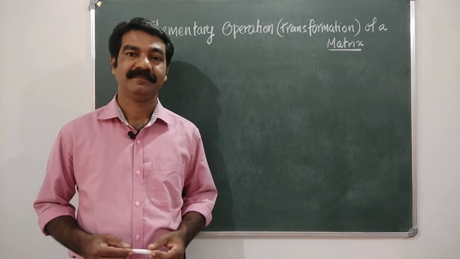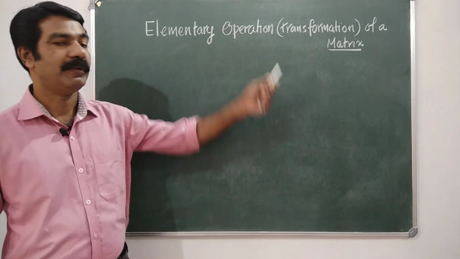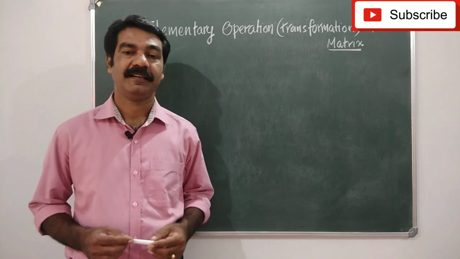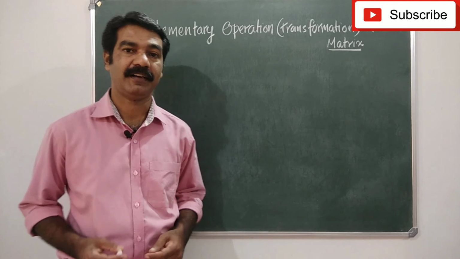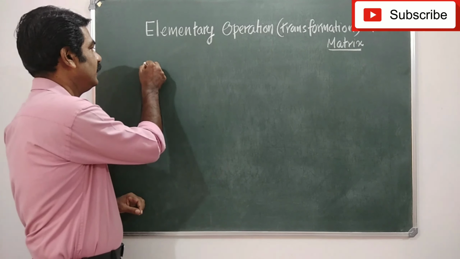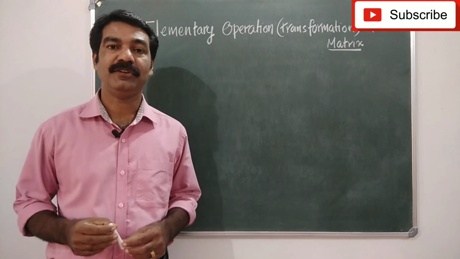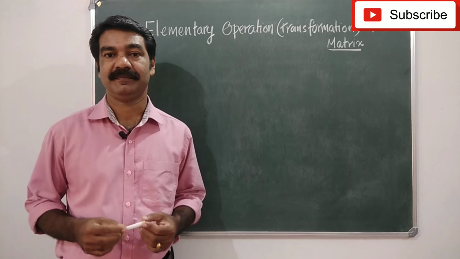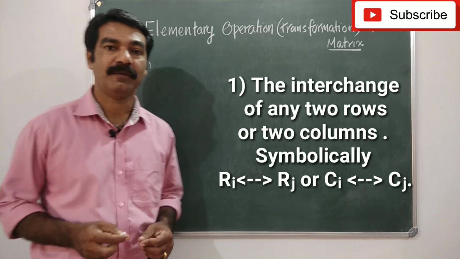Welcome back. Today we are discussing elementary operations or transformations of a matrix. The first one is interchange of any two rows or columns of a matrix.